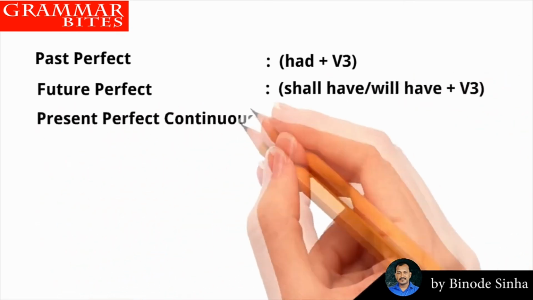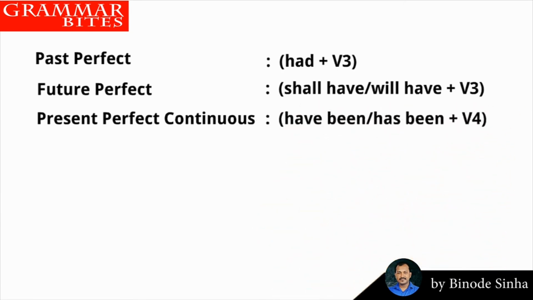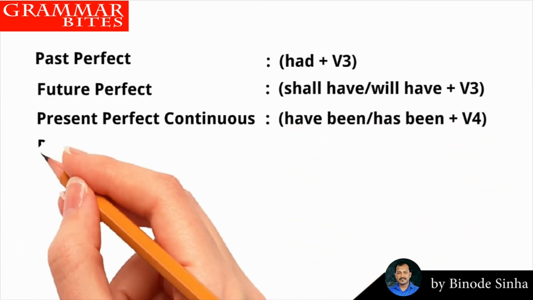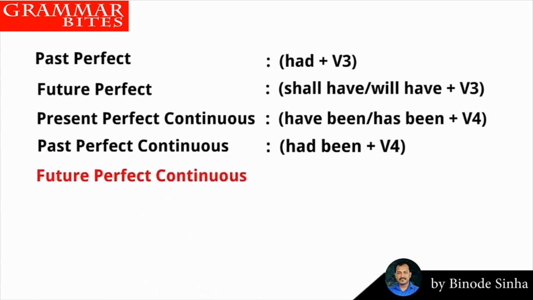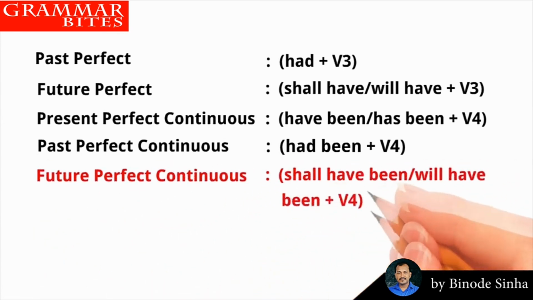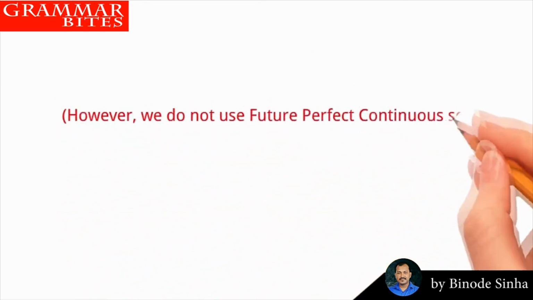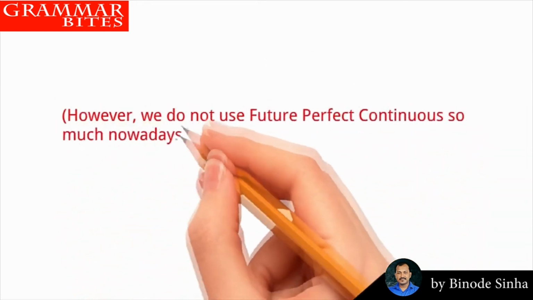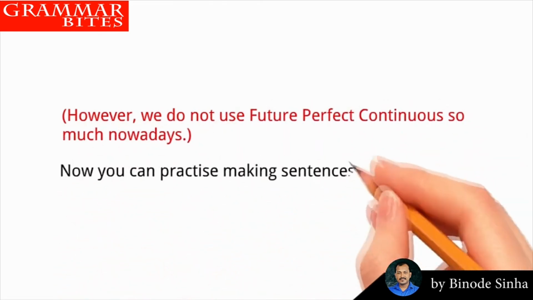In present perfect continuous, we use have been or has been plus V4. And in past perfect continuous, we use had been plus V4. In future perfect continuous, we use shall have been or will have been plus V4. However, we do not use future perfect continuous so much nowadays. Now you can practice making sentences in different tenses.